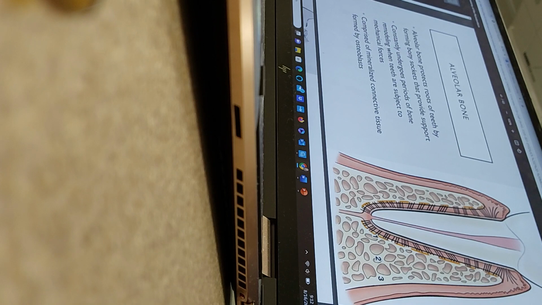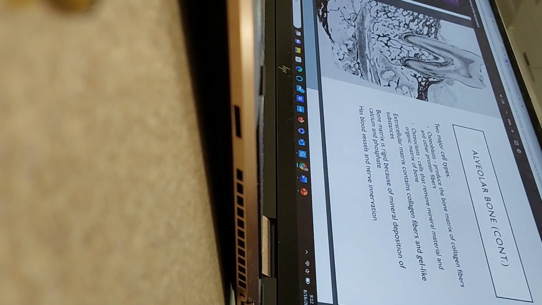All right, and then the other things about the alveolar bone, there's two major cell types. You've heard this before, osteoblasts and osteoclasts. Which one are the building cells? Blasts build, osteoclasts are breaking down, right? They remove mineral material. The extracellular matrix contains collagen fibers and gel-like substances. There's extracellular matrix in the bone because bone is also connective tissue, right? So there's an extracellular matrix within the bone.